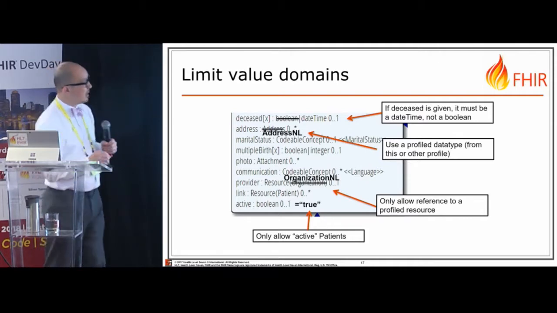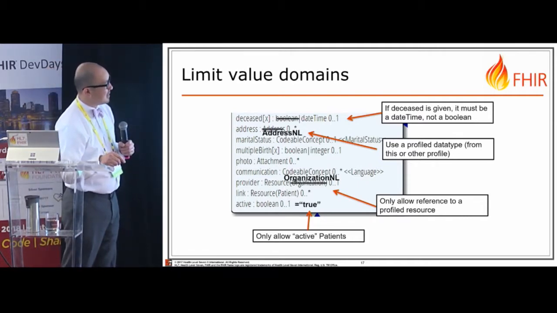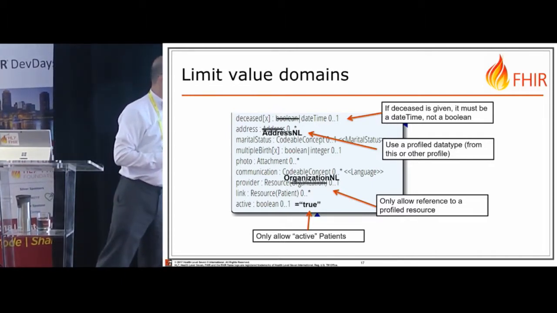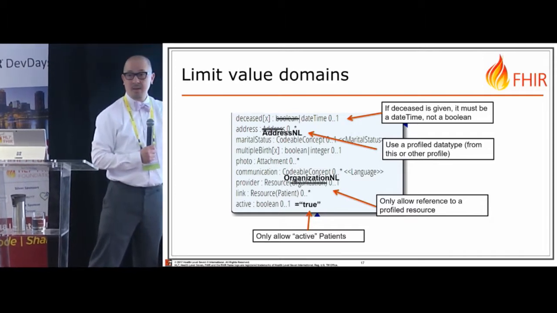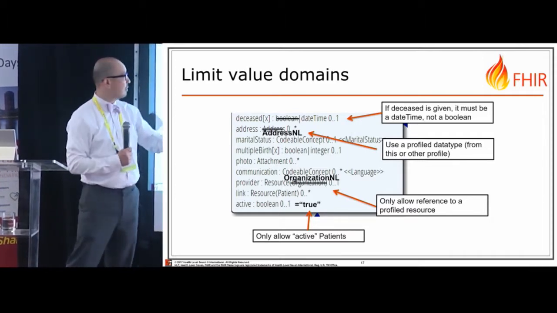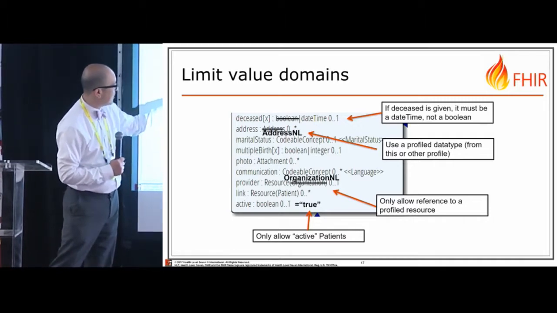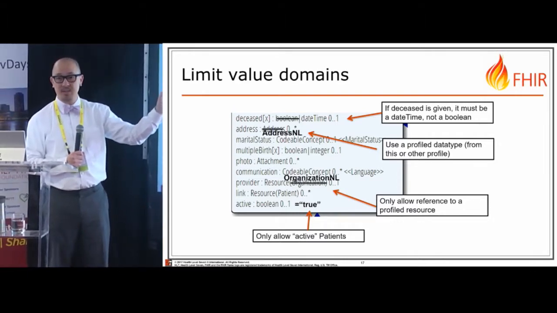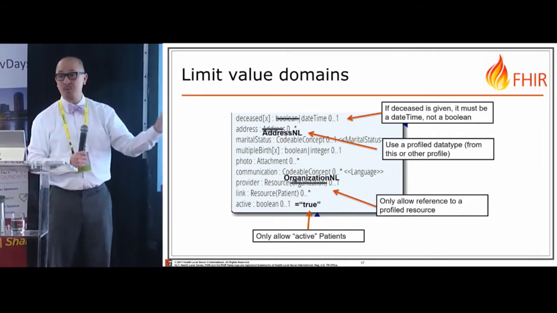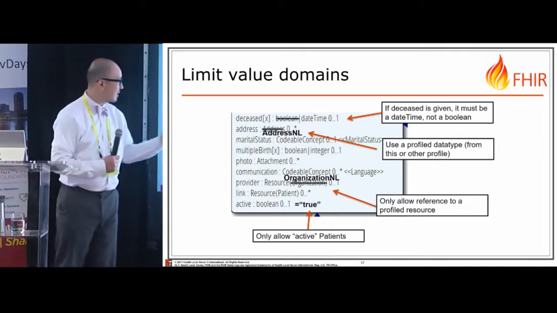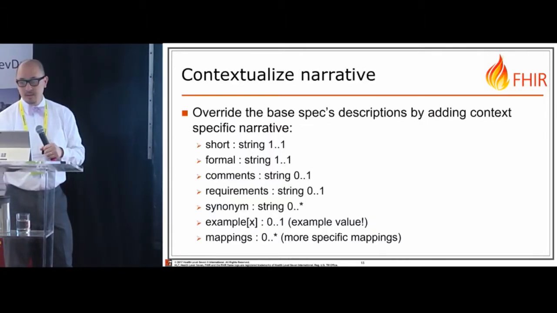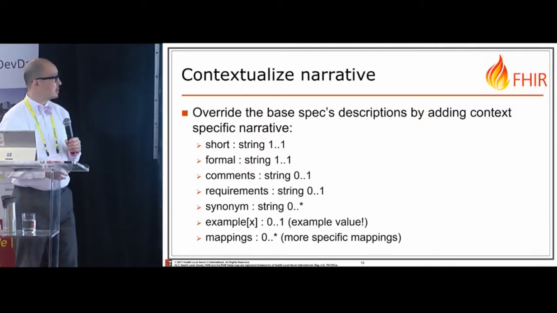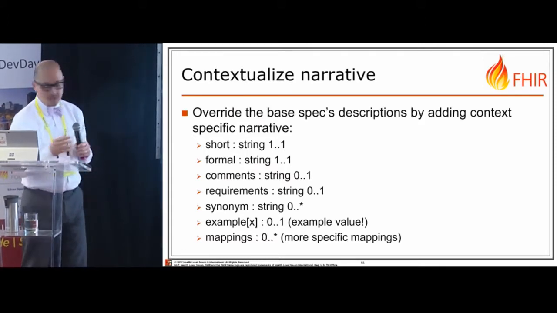You can limit value domains, so we can say that something is a datetime or a Boolean. You could also have optionality where you have the X, a list of possible data types, and you could say you have to pick one of these data types. So for deceased in one of the resources, it could be a datetime if you actually know when the patient was deceased, or it might just be a date, or it might be a Boolean so that you know that the patient is deceased. So that gives some optionality. And then you put any amount of narrative in there to help the implementers implement.